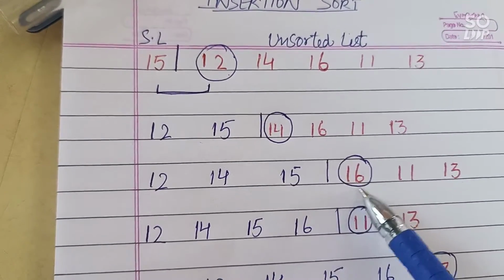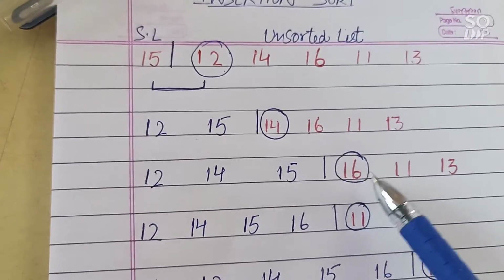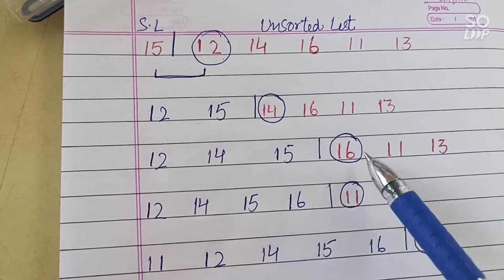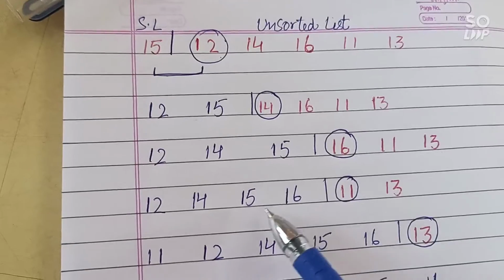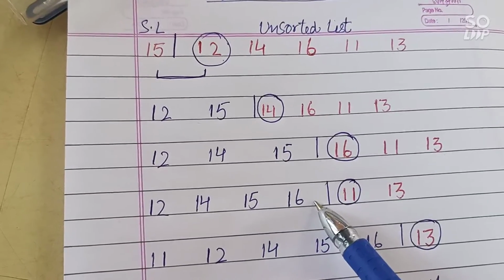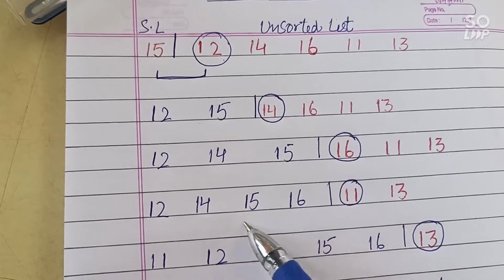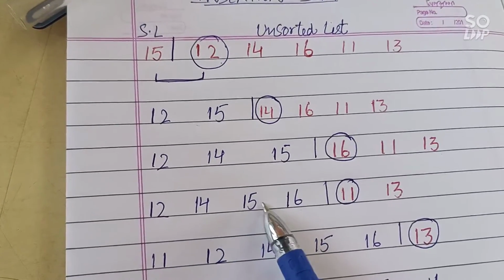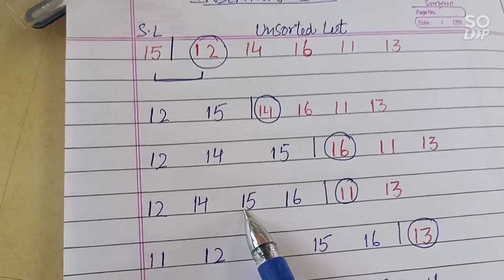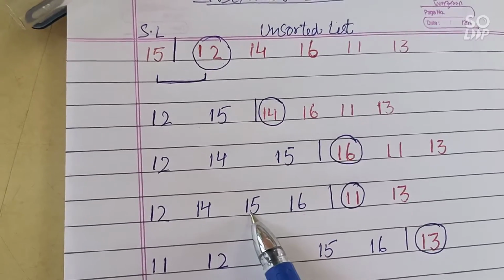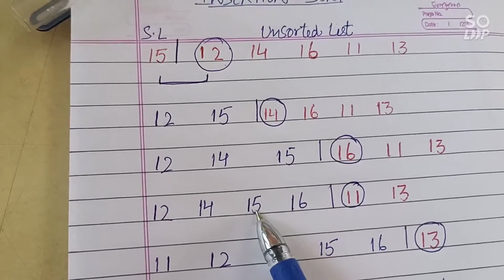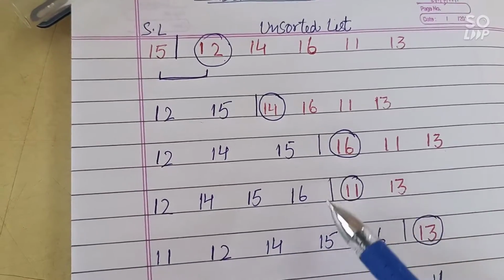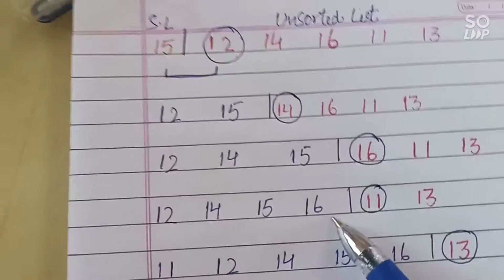Now I will take the next element from the unsorted list and find its correct place in the sorted list. So 16, it should come after 15. So I will insert 16 after 15 by shifting 15 one position towards the left side, right? So 16 will come after 15.